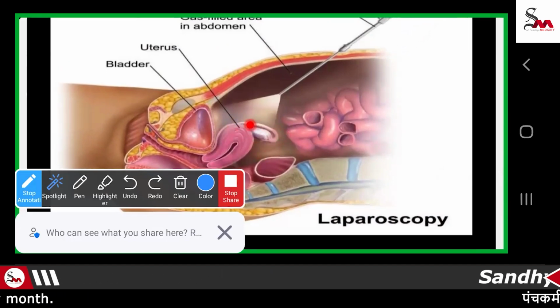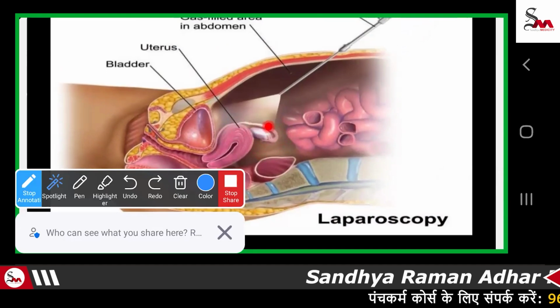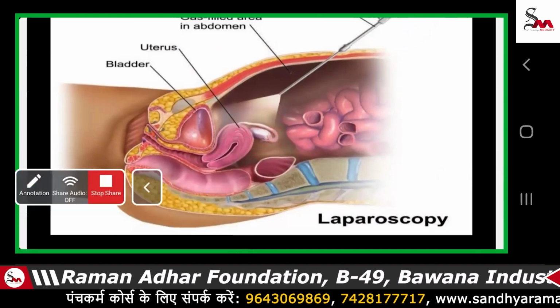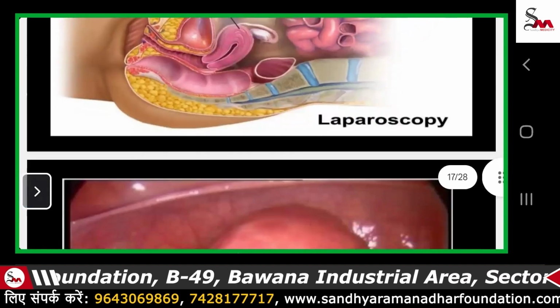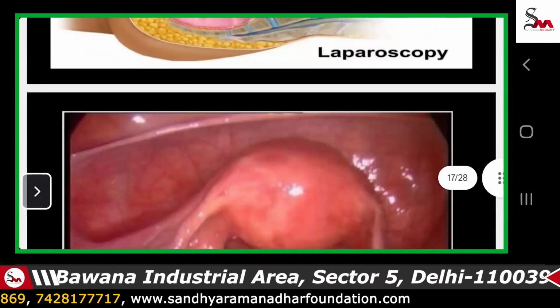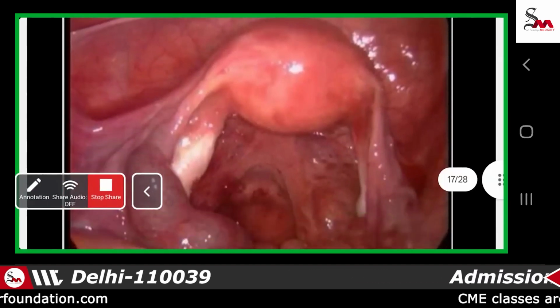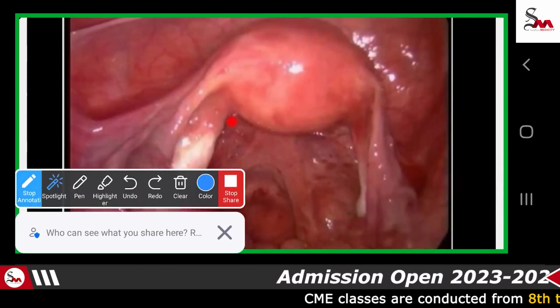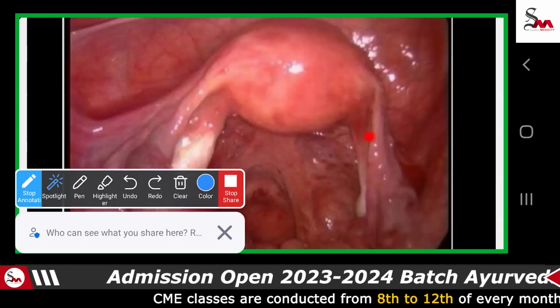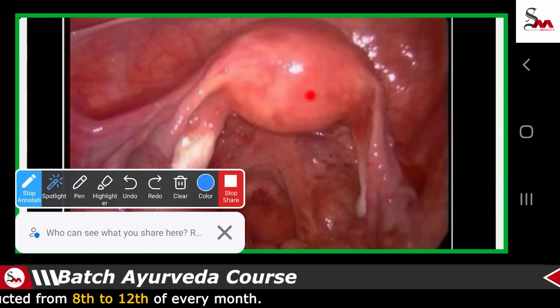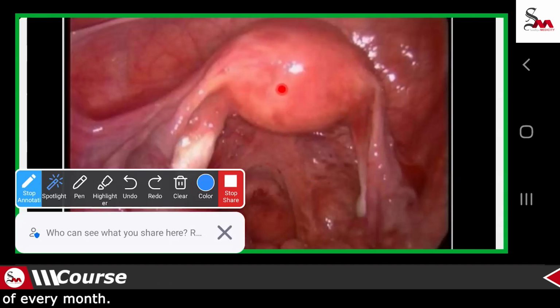That loop in the fallopian tube shows the ectopic pregnancy. So these are the methods of the diagnosis. I can see here the normal tube and the area of the ectopic pregnancy, how it is growing. The fetus is growing here.